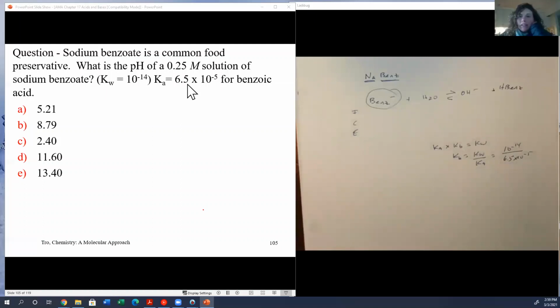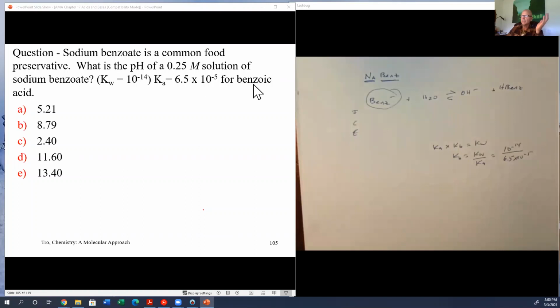Can I ask a clarifying question? Of course. So we're using the weak base equation because sodium benzoate is a weak base because sodium is in it? Is that how we know that? Well, sodium is the cation. And what do you know about sodium? It's neutral, right? It's the counter ion of sodium hydroxide. Sodium hydroxide is a strong base, so sodium is neutral.